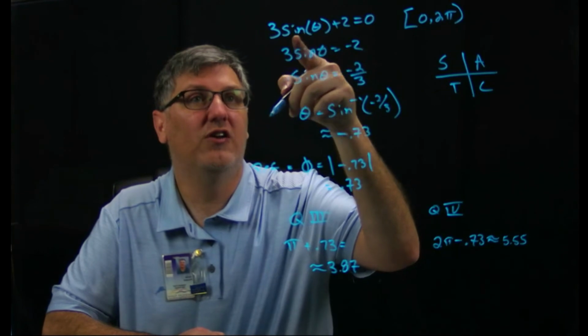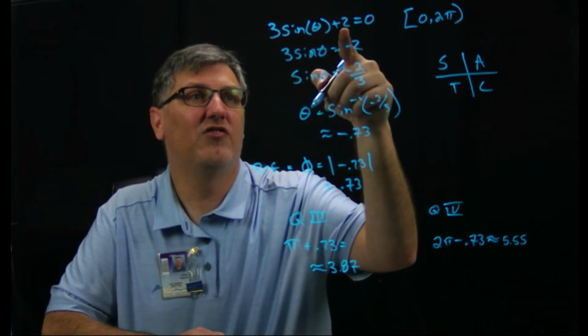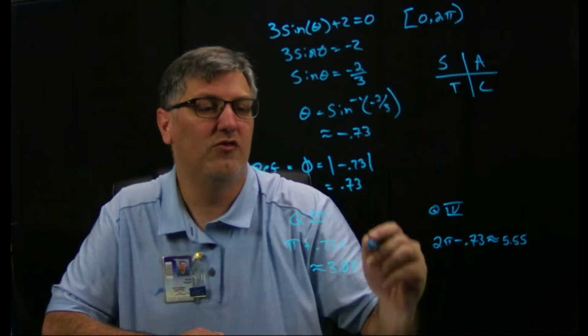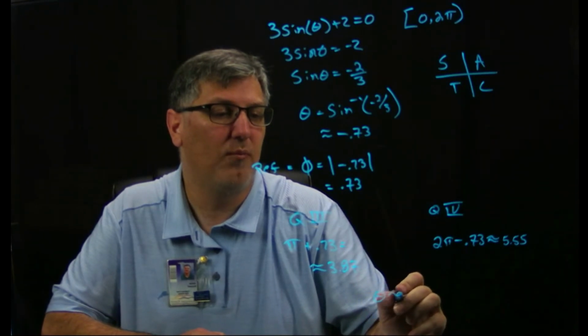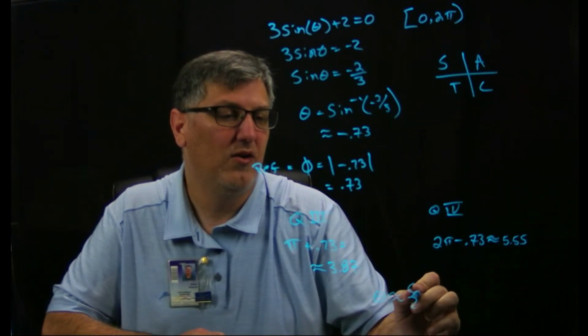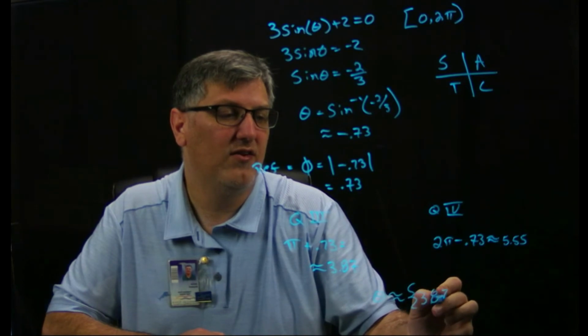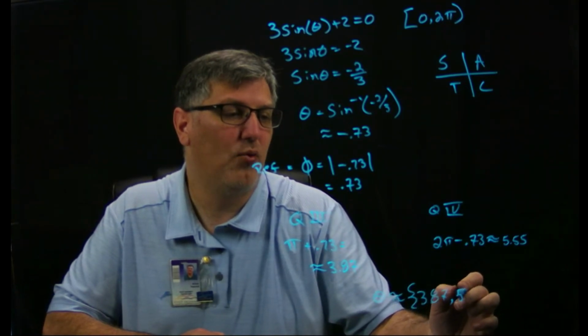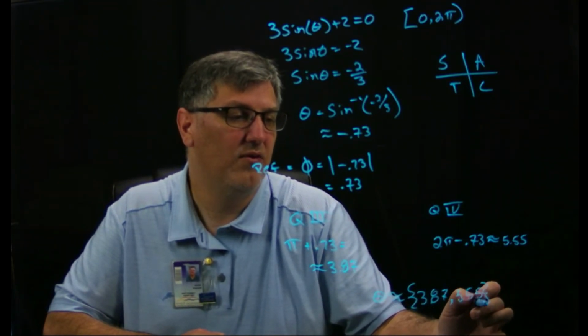Therefore, my solution to 3 sine theta plus 2 equals 0 between 0 and 2 pi, my theta is going to approximately be 3.87 and 5.55.